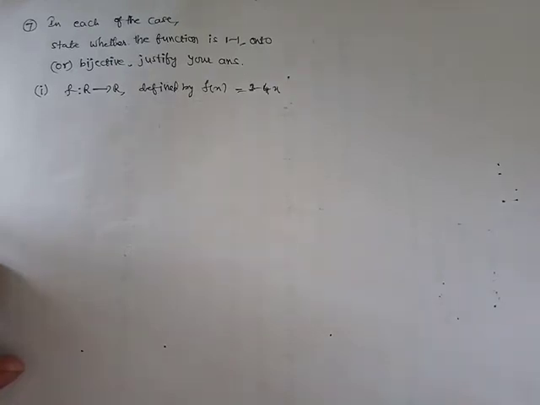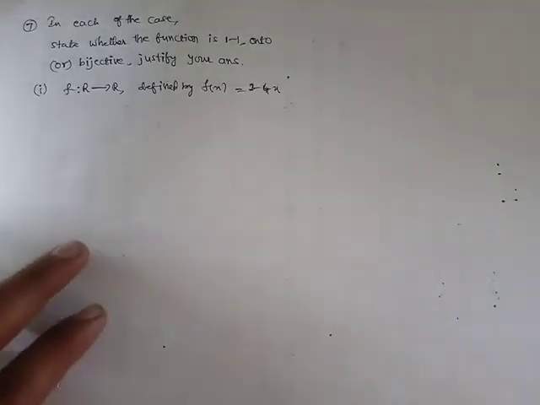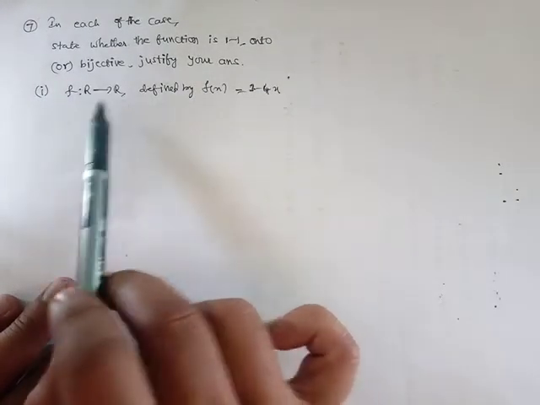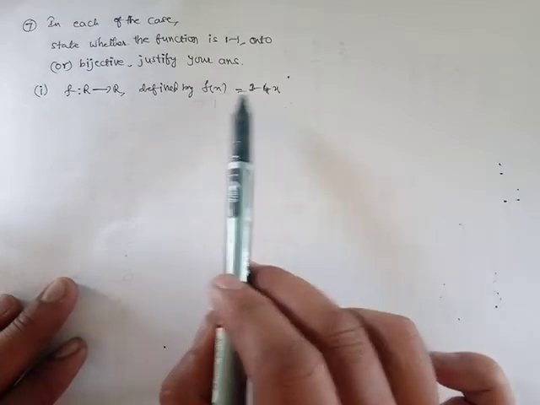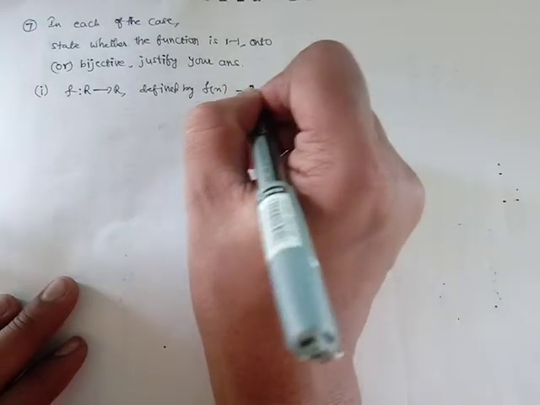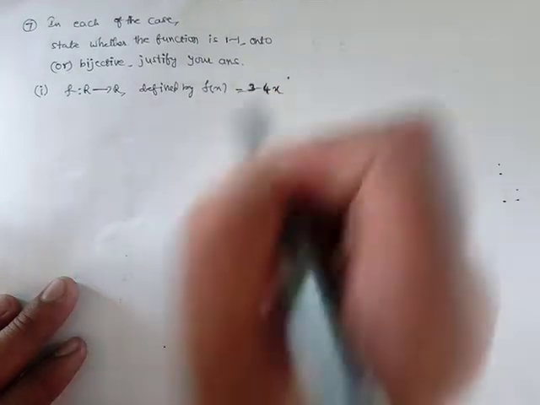Okay, coming to the next question. In each case, state whether the function is 1-1, onto, or bijective, just for your answer. So the first question is explained here. f is a mapping from R to R defined by f(x) = 3 - 4x.